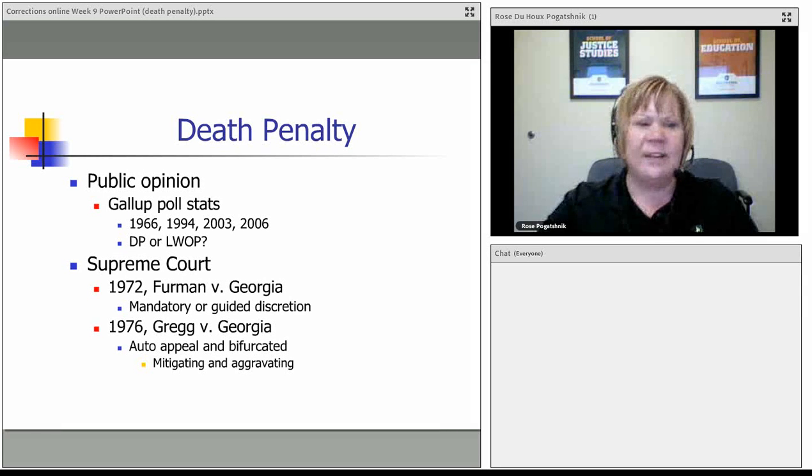As I said earlier, with the Gallup poll, we continue to see through the years that there is less and less support nationwide for the death penalty. And again, when we ask someone whether they would prefer the death penalty or life without parole, they will pick life without parole. Supreme Court cases that have been instrumental in the death penalty.